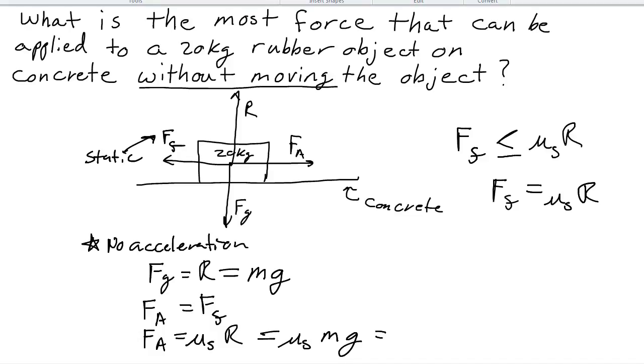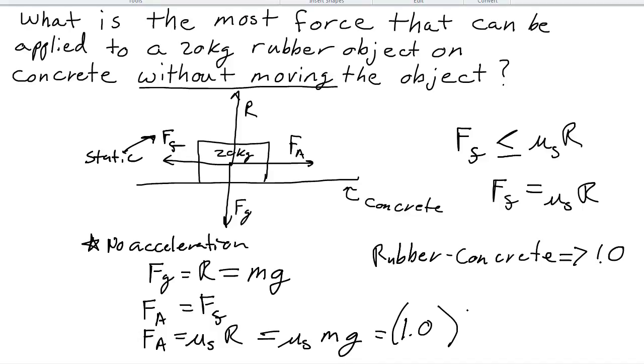So where do I get mu s? Well, I look on a table, on the internet, in a textbook, in all kinds of places, to find the coefficient of static friction for rubber and concrete when they are touching. It tells me that the coefficient for rubber and concrete is 1.0. So I say 1. My mass is 20 kilograms, and my acceleration of gravity is 9.8 meters per second squared.